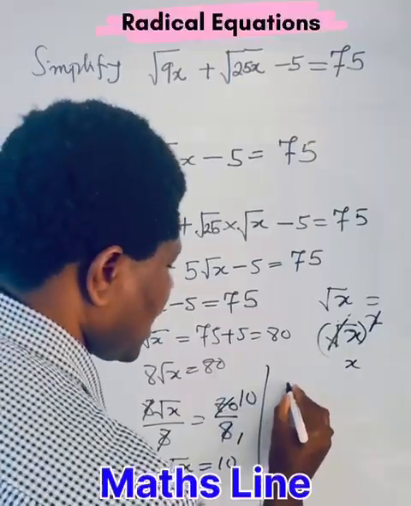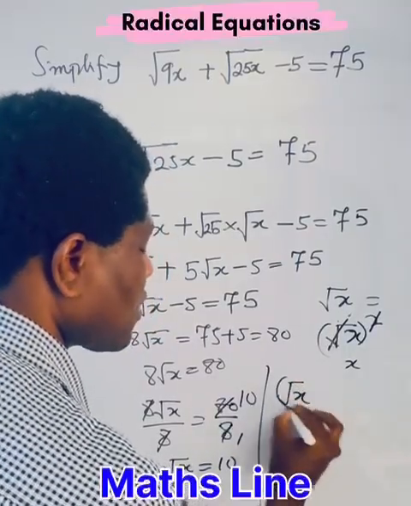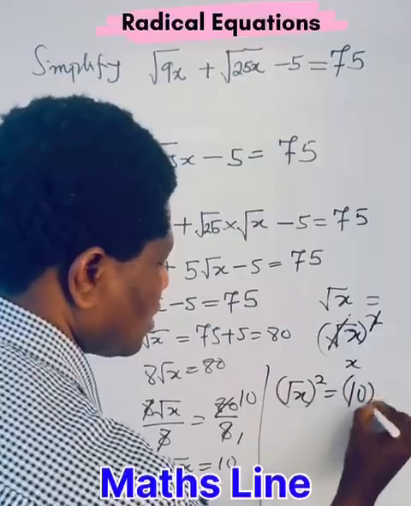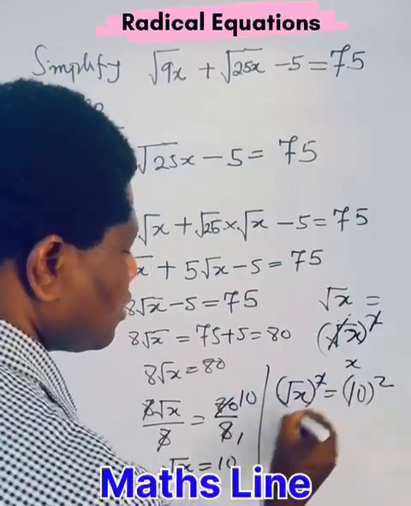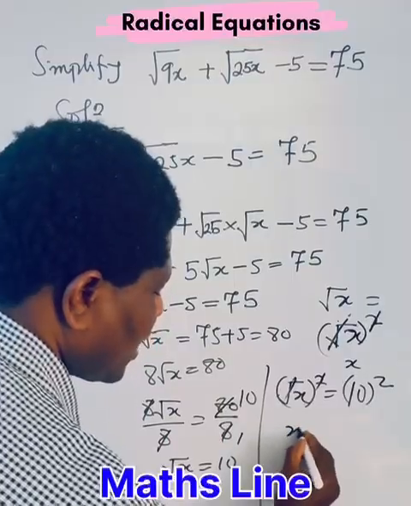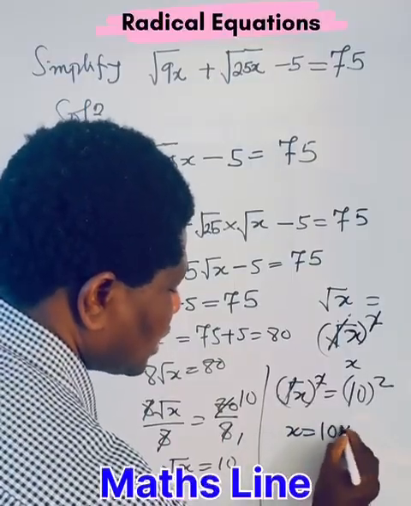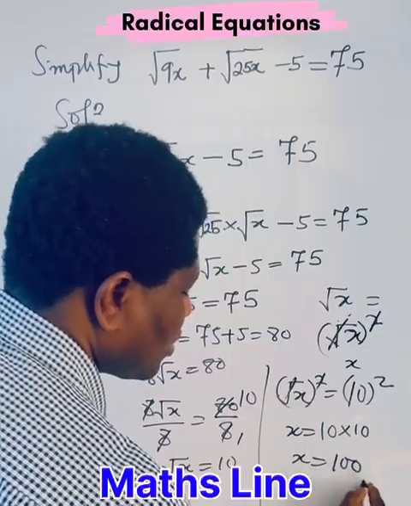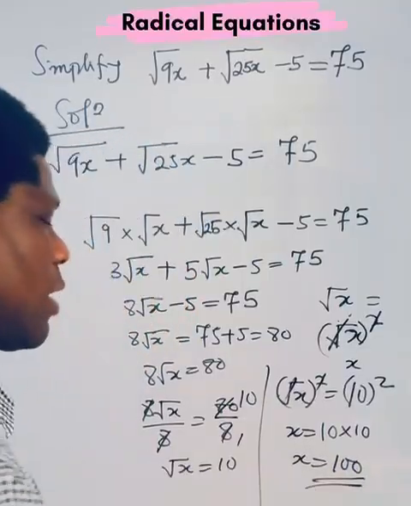So to square both sides, we have root x is equals to 10 squared. This square will cancel this. So that means that we have x is equals to 10 times 10. And our x is equals to 100. And this is our answer.